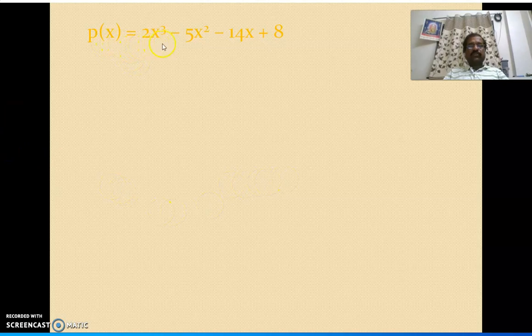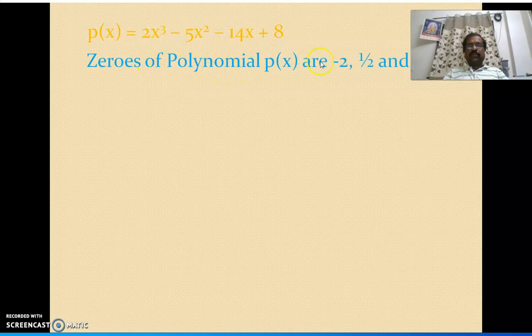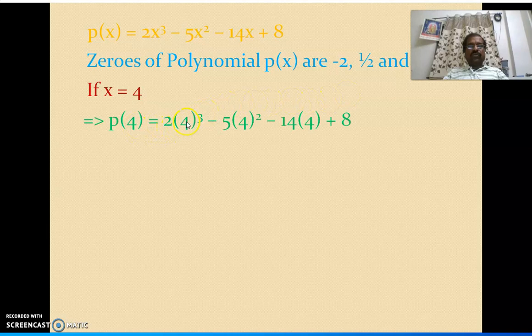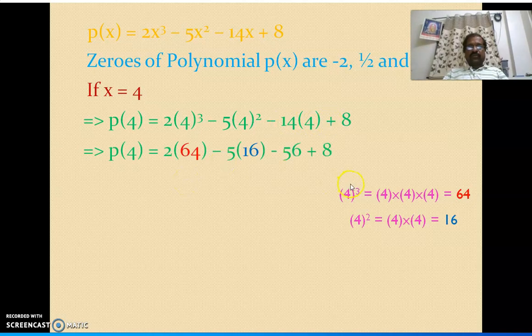P of x is equal to 2x cube minus 5x square minus 14x plus 8. Zeros of the polynomial are minus 2, 1 by 2, and now we take 4. X is equal to 4. P of 4 is 2 into 4 cube minus 5 into 4 square minus 14 into 4 plus 8. 4 cube is 4 into 4 into 4, which is 64, and 4 square is 16.